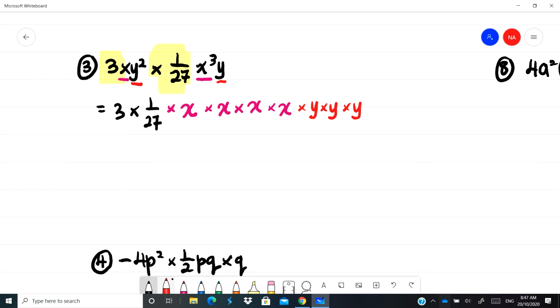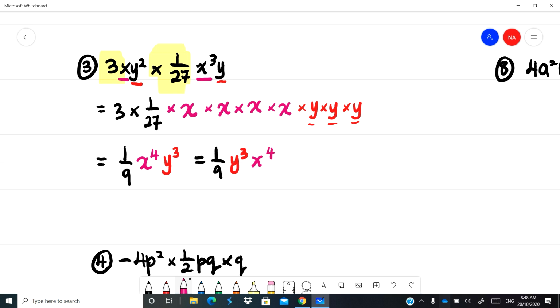So look at your number first. So 3 multiplied by 1 over 27 will get 1 over 9. And then we'll go to x square. We'll go to x. So 1, 2, 3, 4. So we'll have 4x now. So because it is multiplied together, we'll have x to the power of 4. Now y pula. So tengok ada berapa biji y? 1, 2, 3 darab. So dia akan jadi y kuasa 3. So can I write 1 over 9 y to the power of 3 x to the power of 4? Yes, you can write. Boleh susun.